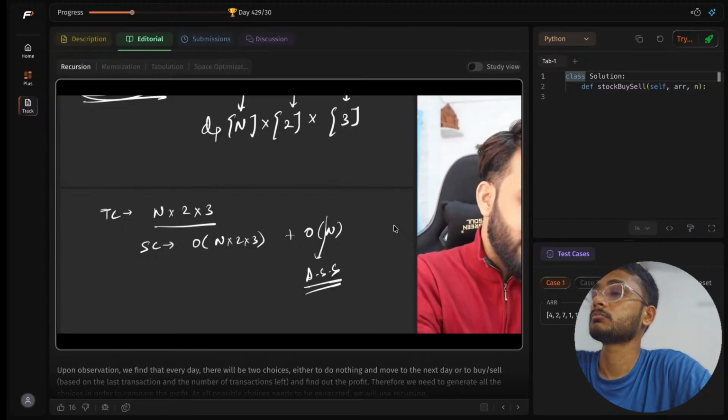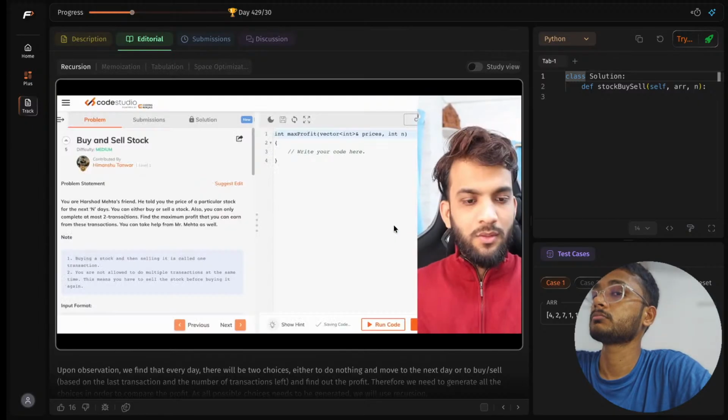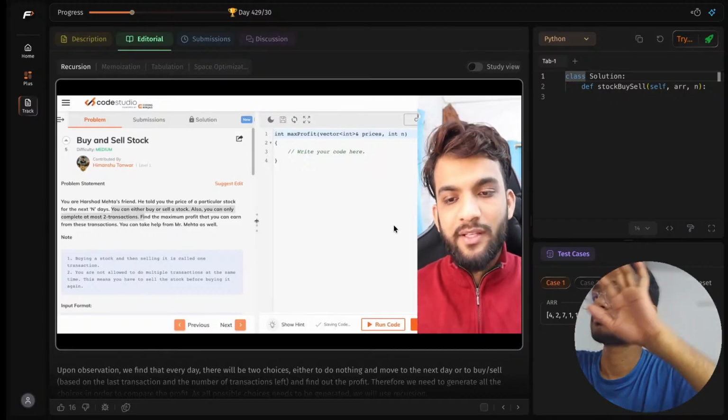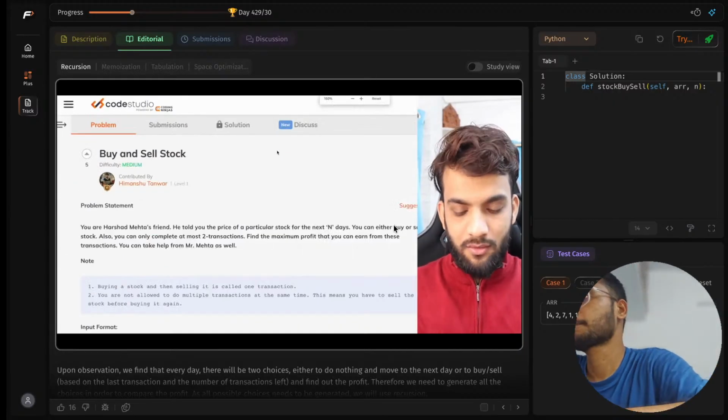So without actually waiting, let's quickly code this up and see if this is working. You can see this is the question which states you have at most 2 transactions. You're given the prices, you're given the n.